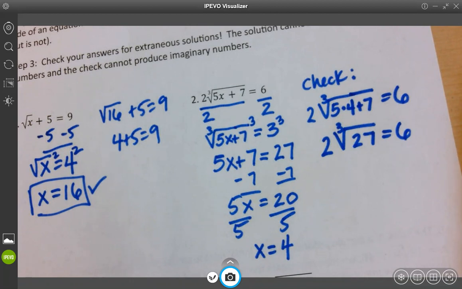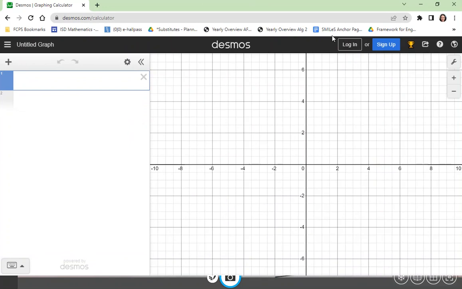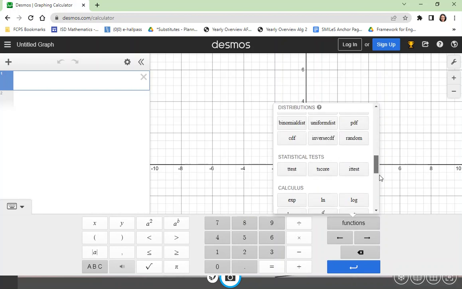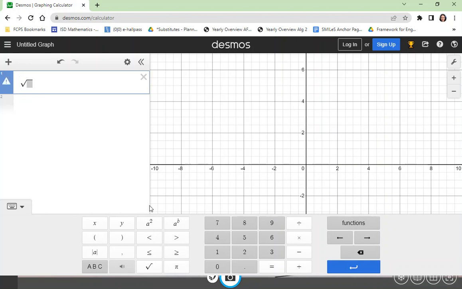I want to show you how to do it in Desmos because it's not obvious. If you're having trouble with roots and you want to be able to do cube root in Desmos, when you go here, they only have square root. But if you go to functions, you can go all the way down and there's your root that you can change. So you can change the index to 3 and then you can do cube root of 27. Okay? So you can do it that way too if you're struggling with that.